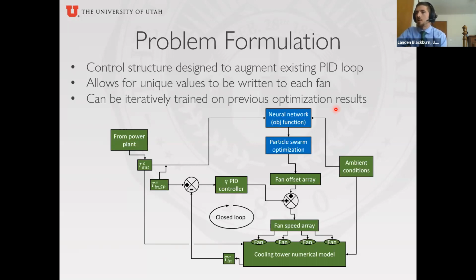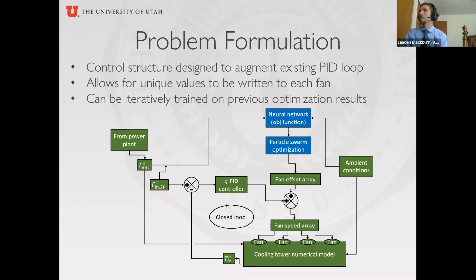So we took this neural network and used it as the objective function in a particle swarm optimization. This is a gradient-free optimization technique that works really well with black box systems. All it needs is a function it can evaluate, that it can feed inputs into and get an output. And then it has a methodical way of adjusting those inputs into that function to get the best output.